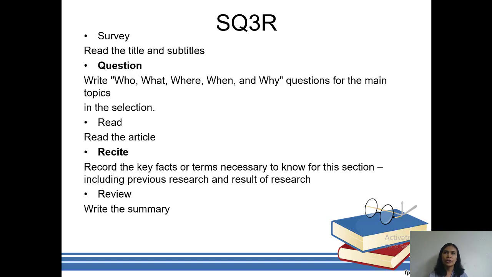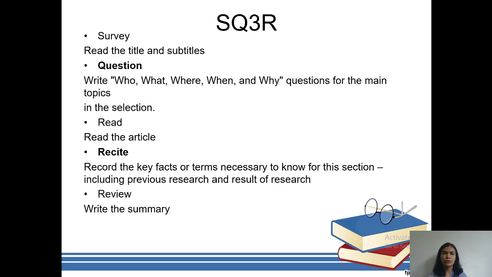I'm just going to make sure that you understand the function of the SQ3R sheet. The first one is the survey: you write down the titles and the subtitles, and then you do the question. You ask questions of what, where, when, and why. Who actually did this research? What is the context? Where was the research conducted? When did this research happen, and why did the researcher want to do this research? Those are some things that you need to find out in your reading as you complete this sheet.